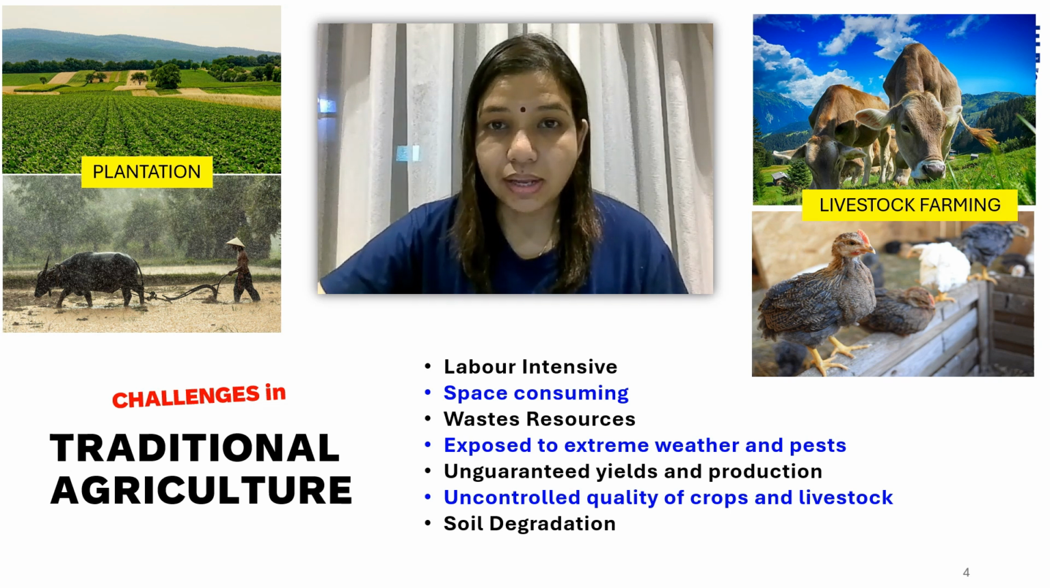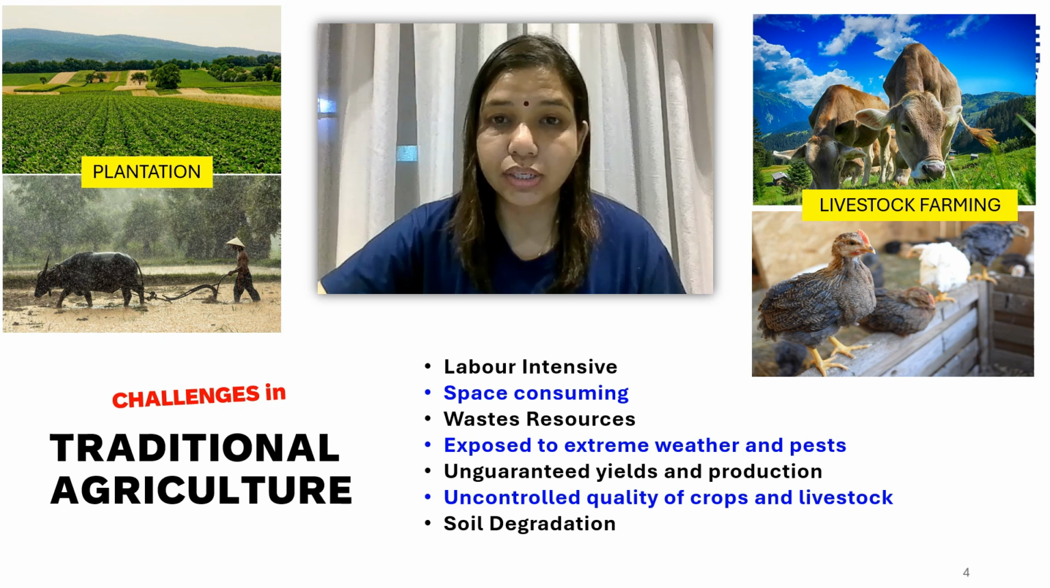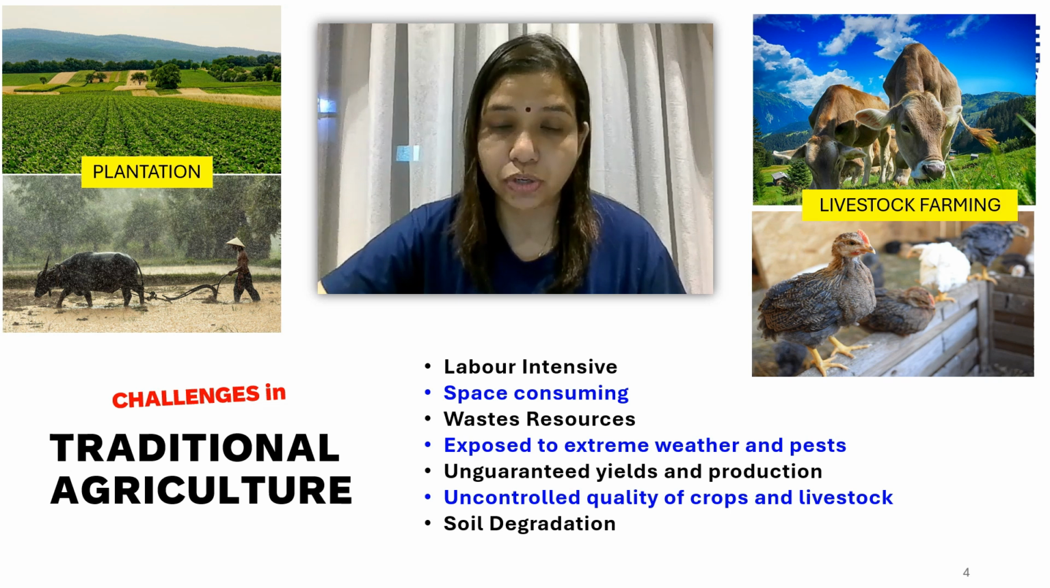The crops and the livestock are exposed to extreme weather and pests. The weather cannot be controlled, therefore not allowing us to have guaranteed yields and production, and there is an inability to control the quality of the crops and livestock produced.